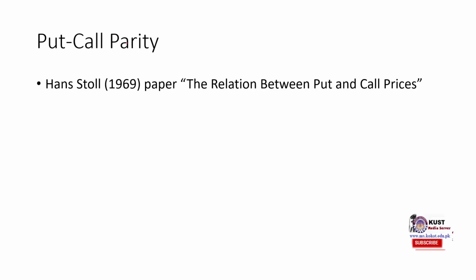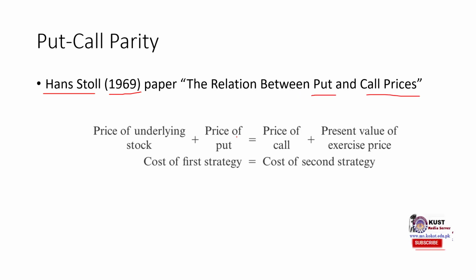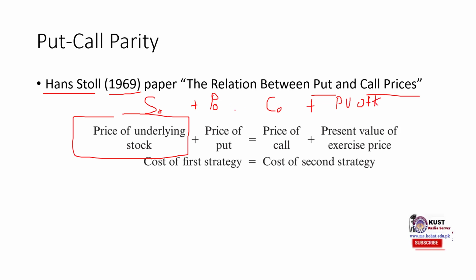So what is put-call parity? It is a model that was presented by Hans Stoll in 1968 in his paper, The Relationship Between Put and Call Prices. And this model simply looks like this. The price of the stock, which we can denote by S or S naught, plus the price of the put option, meaning the premium of the put option, should be equal to the price of the call option, meaning the premium of the call option, plus the present value of the exercise price. We would explore these concepts in a while.